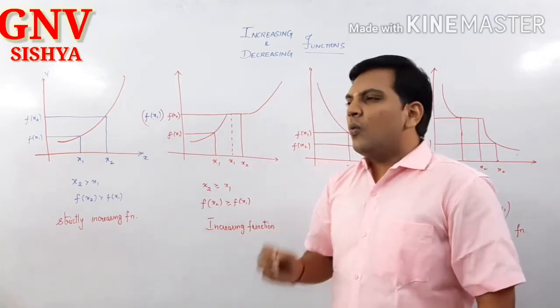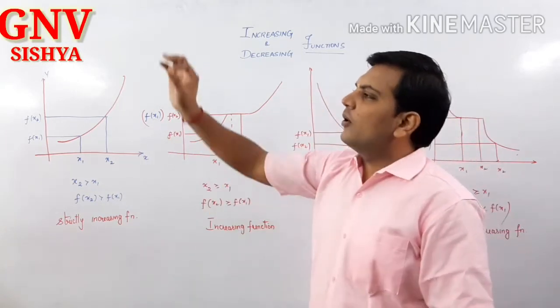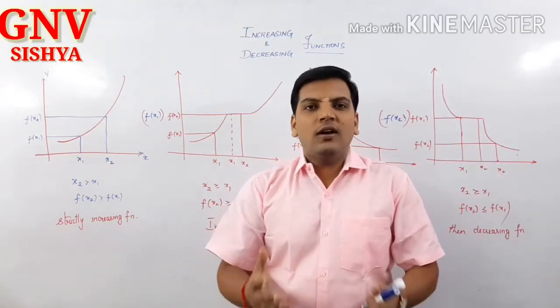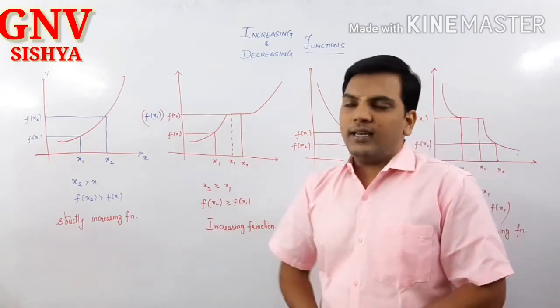What is an increasing function? A function which is going up. What is a decreasing function? A function which is coming down. That is called a decreasing function. The other one is called an increasing function.